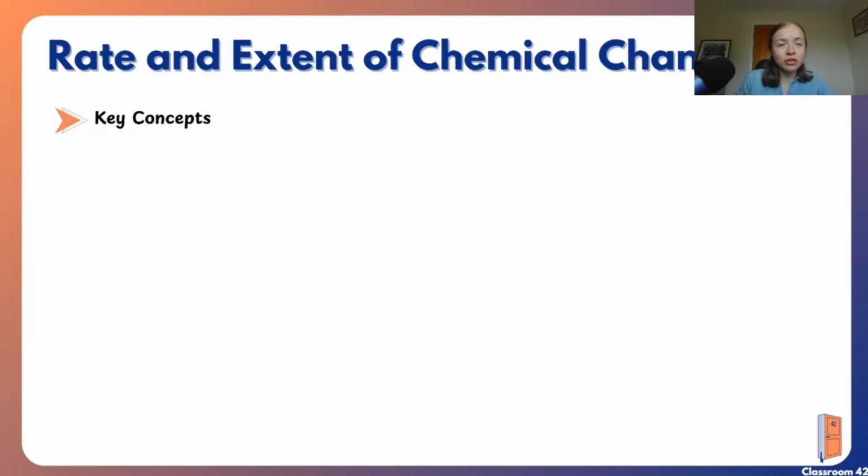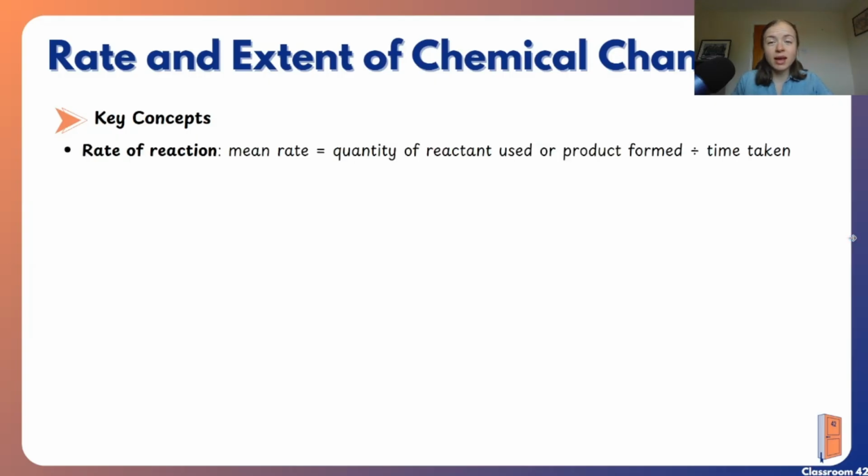We're going to go through the key concepts and then give you some practice questions to consider and try as well. So if we start with the rate and extent of chemical change, the key concepts are the idea that the rate of reaction is the quantity of reactant used or the product formed divided by the time taken, and that the units of that will be grams per second, centimetres cubed per second, and if you're HT only, potentially using moles as well.